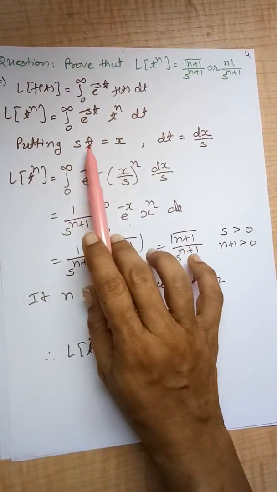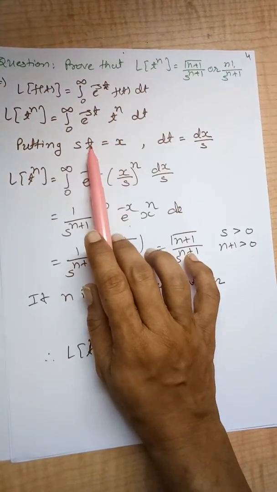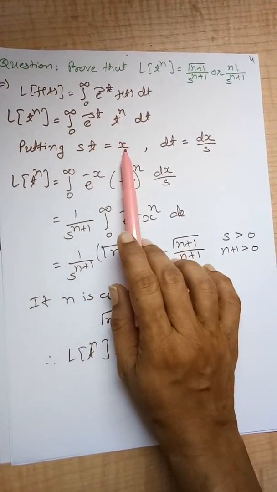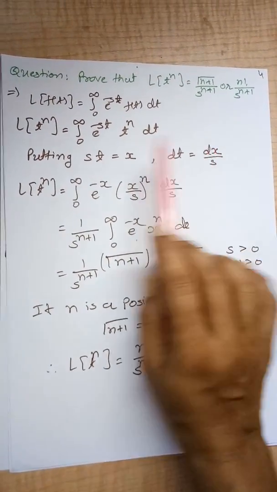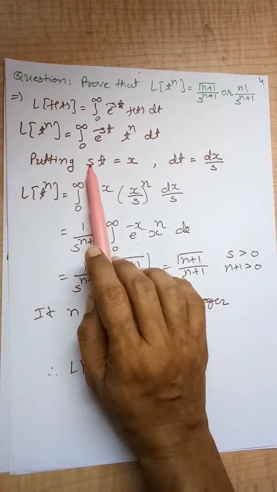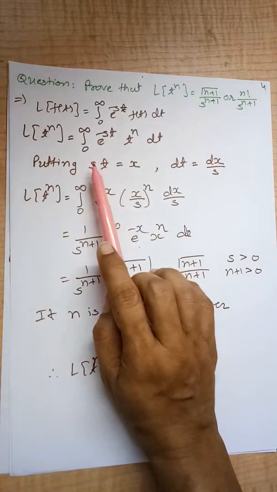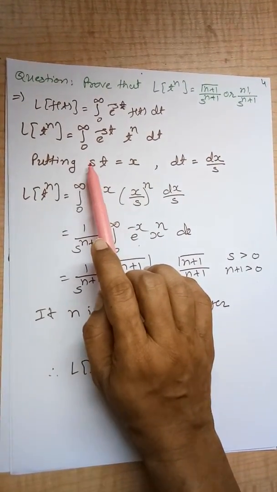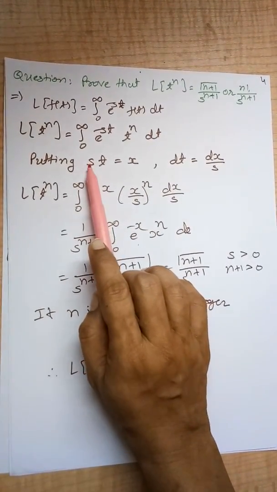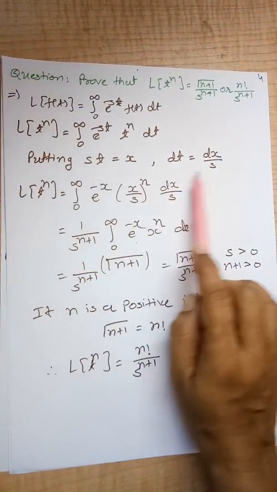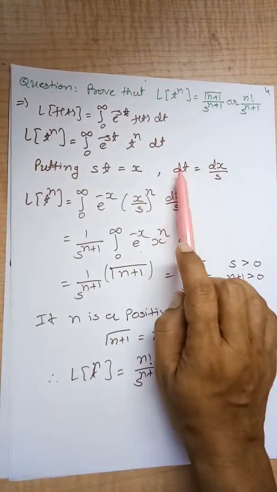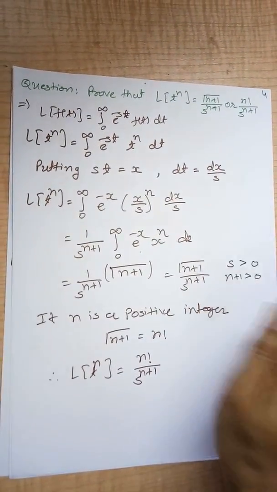So the derivative of t is dt, and the derivative of x is dx. And here s is a parameter, that is a constant term. So we get s dt is equal to dx. If we move this s to the right hand side, it is in the denominator. So dt is equal to dx by s.